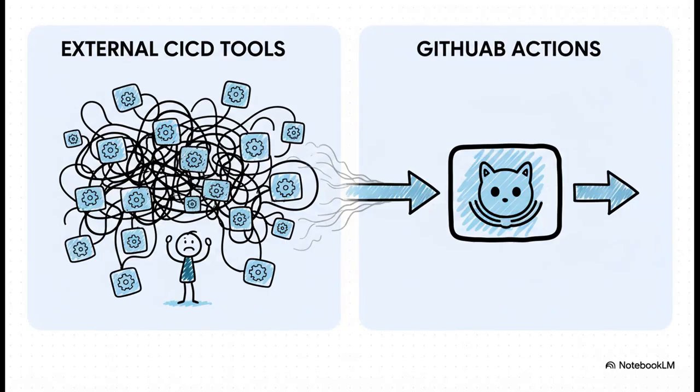Before Actions, a lot of us had to rely on external tools like Jenkins or Travis CI, and that usually meant complicated setups, managing totally separate servers, and constantly jumping back and forth between different websites. With GitHub Actions, all that complexity just kind of melts away. It's native, it's integrated, it's just seamless.